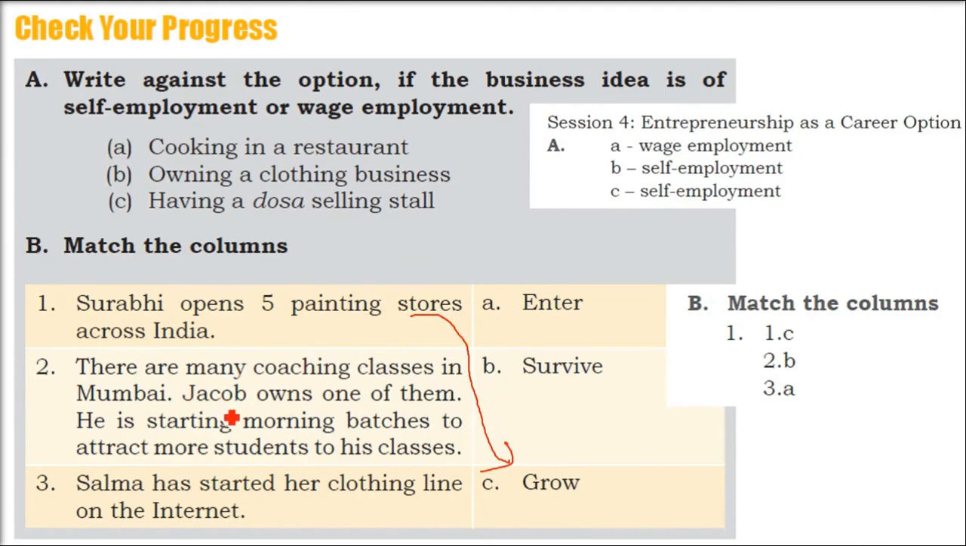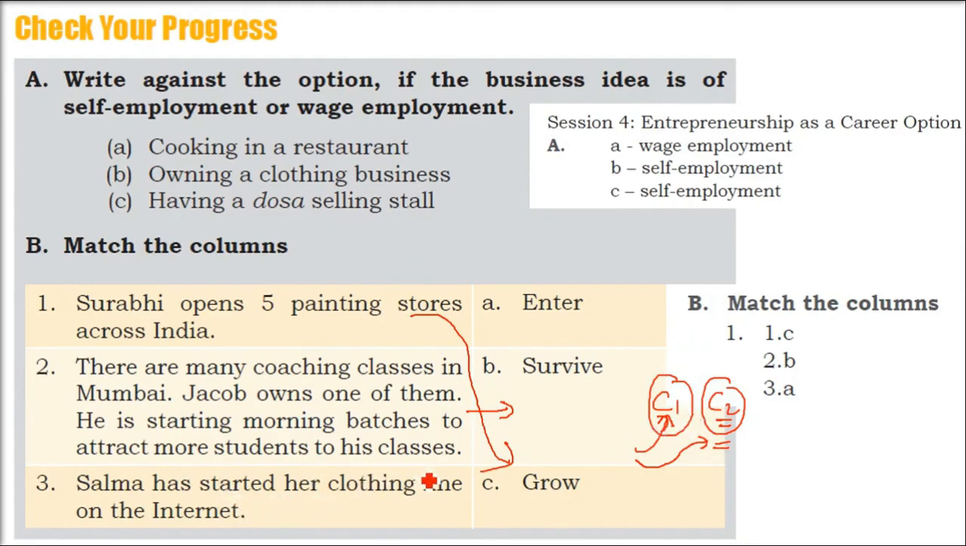There are many coaching classes in Mumbai. Jacob owns one of them. He is starting morning batches to attract more students to his classes. Now, this is survival. There are so many coaching classes, and he sees that students are only moderately coming. So he decides to start classes at a time when other coaching classes are closed and students can come, and which is suitable for students also. He is even giving a decent discount.